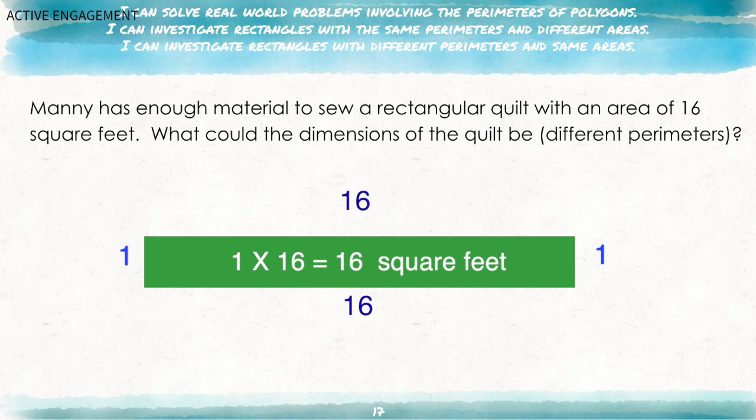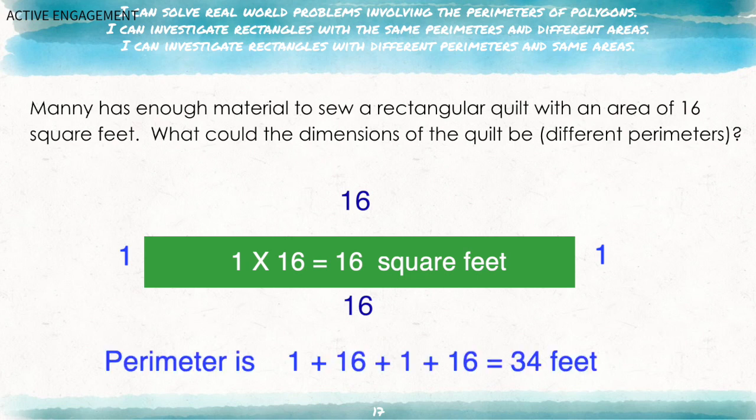And what you should have done after that was go ahead and added all those up. So you will find that the perimeter is going to be equal to 1 plus 16 plus 1 plus 16 to give you a whopping 34 feet as your perimeter. Let's go ahead and look at our next example.